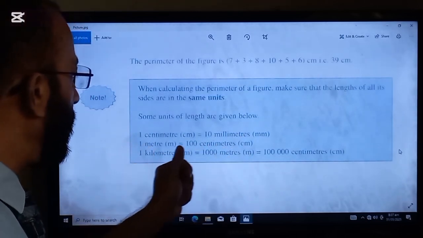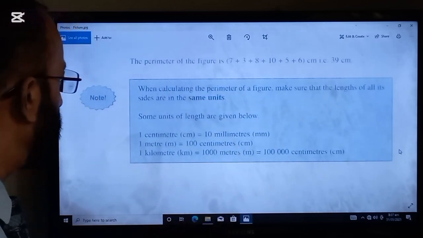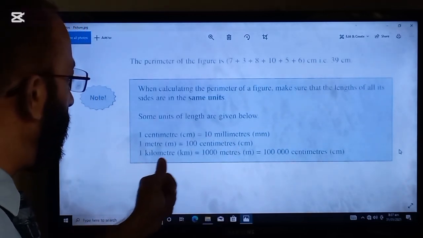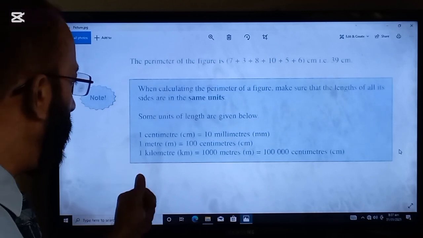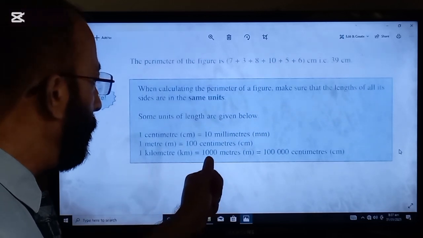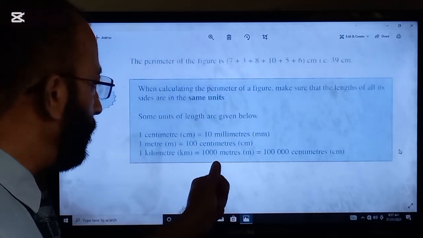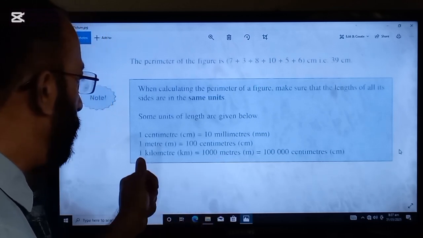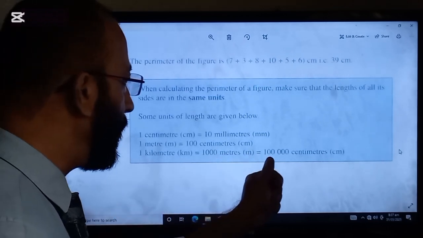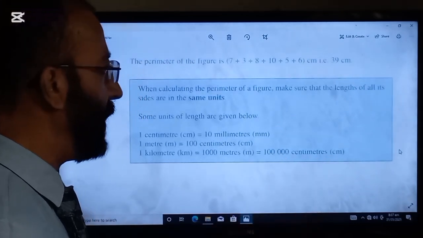1 centimeter is equal to 10 millimeter. 1 meter is equal to 100 centimeters. 1 kilometer is equal to 1000 meters. And because in 1 meter there are 100 centimeters, 1 kilometer will be equal to 100,000 centimeters.